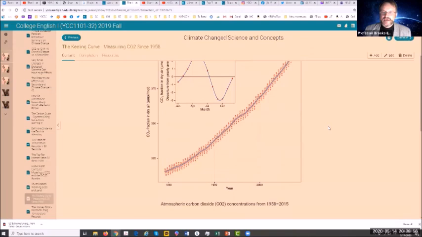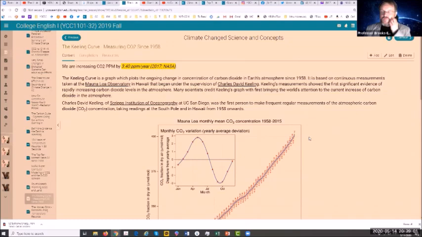And when we talk about 413, I was gonna test you again. How many ppm do we have today in the atmosphere? 413. Very good. All right, excellent. That's right, 413 ppm.